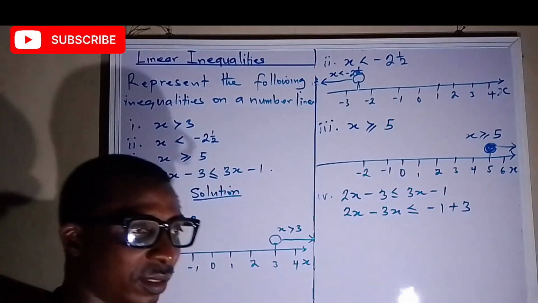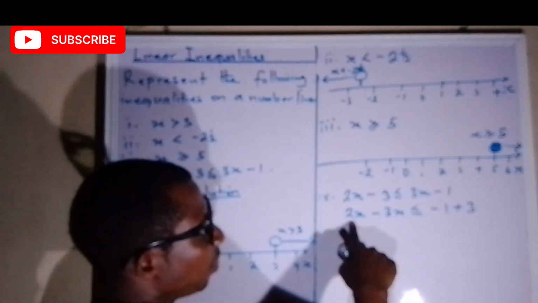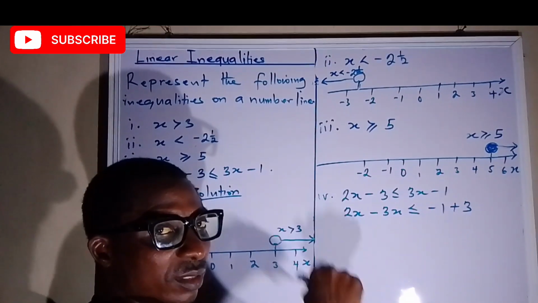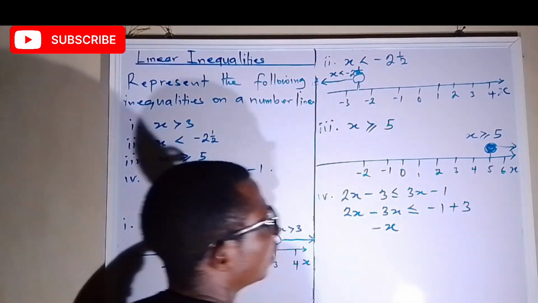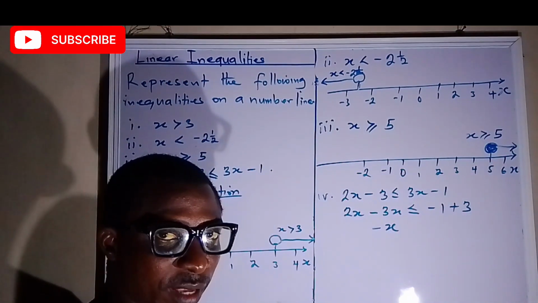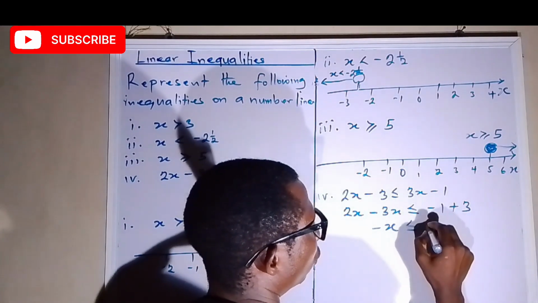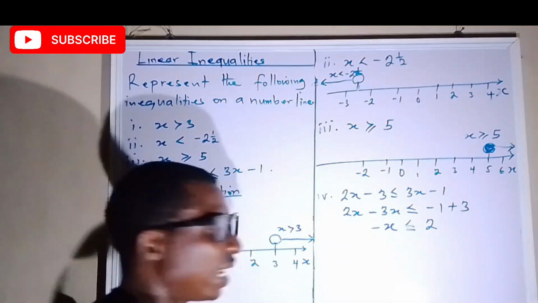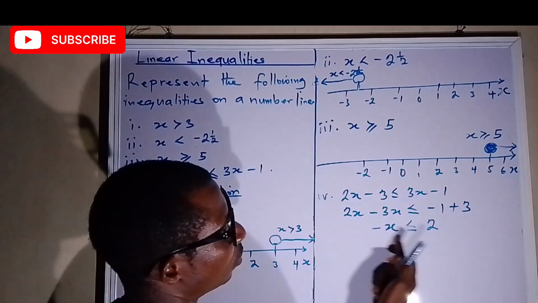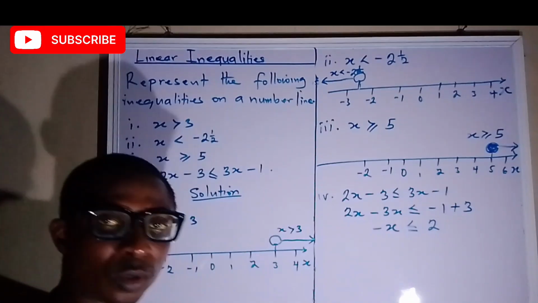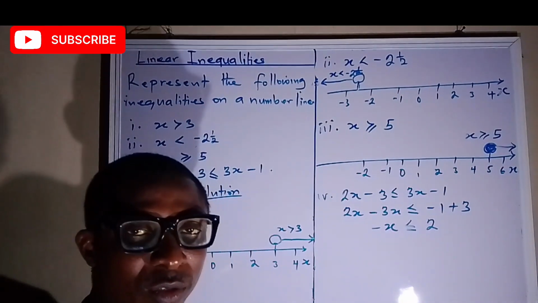I have 2 naira and I have a debt of 3 naira. So if I pay the 2 naira, I'll be left with a debt of 1 naira. So this is minus x. It means debt of x. So it's less than or equal to 2. Alright, now I can't leave my answer this way because we have a negative here. So you can multiply both sides of the inequality by minus 1.